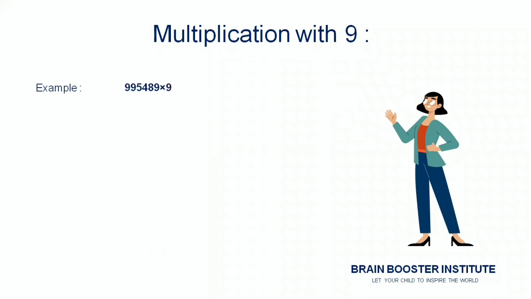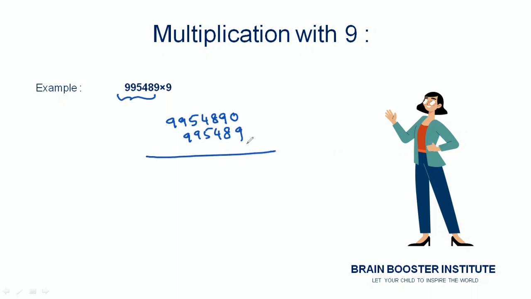9,95,489. Now let's follow the steps. Step 1, just attach 0 on the right side of the given number. The given number is 9,95,489. Then add a 0 on the right side of the given number, and from this result just subtract 9,95,489. Please subtract, my friends.